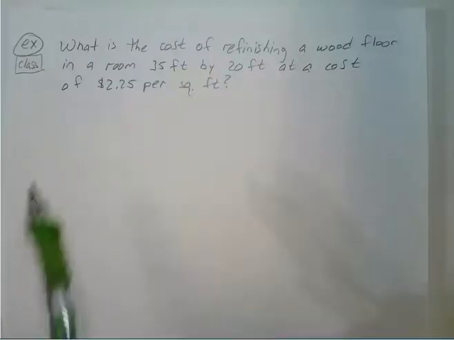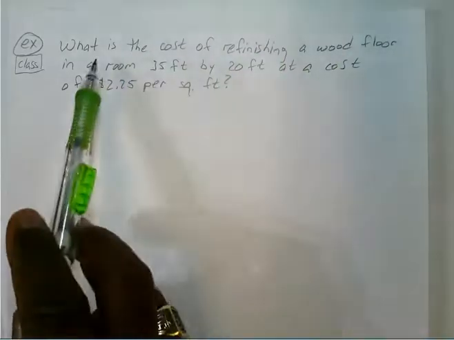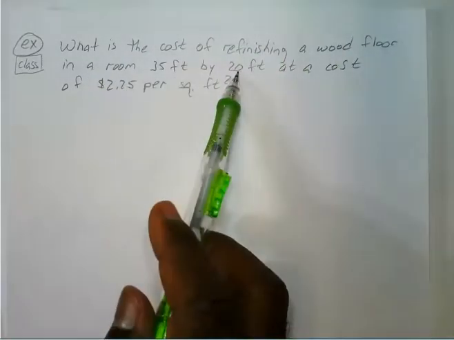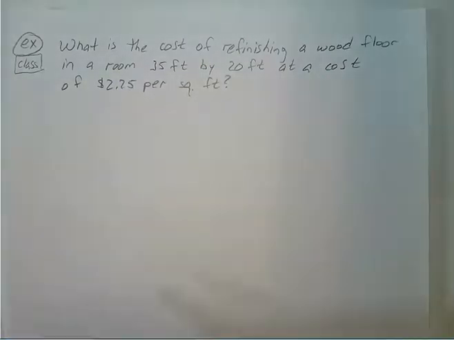Okay, and I want you to try this one. What if it says, what is the cost of refinishing a wood floor in a room 35 feet by 20 feet at a cost of $225 per square foot? And just a hint, try drawing a picture first. Okay, so go ahead and press pause and finish this one up on your own.